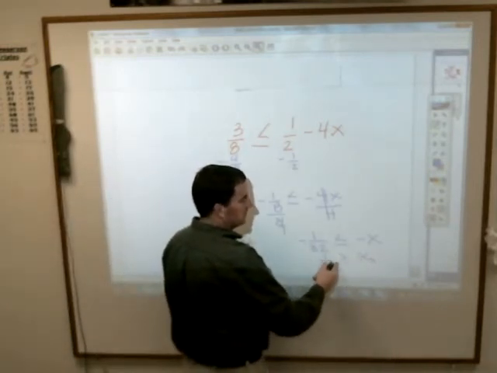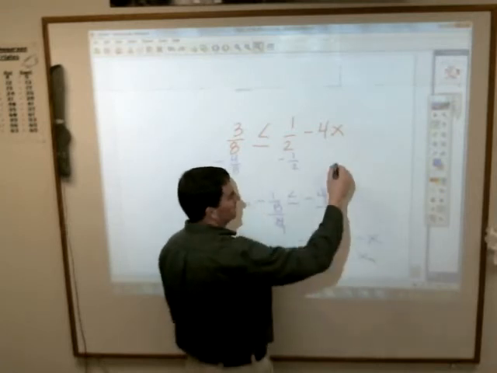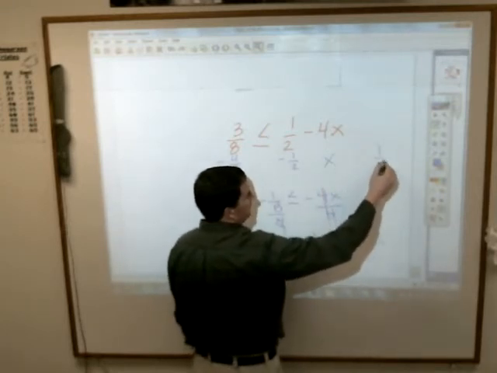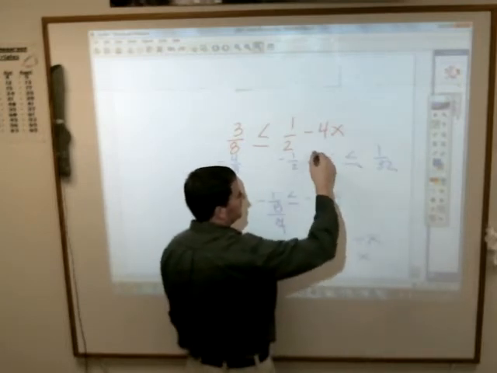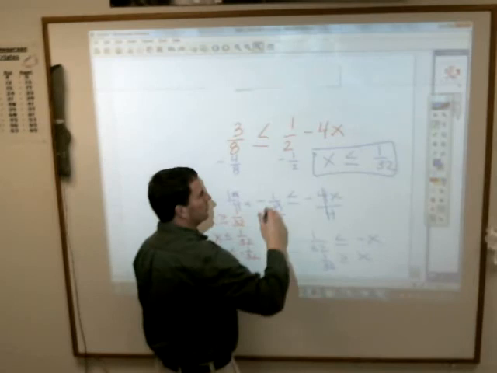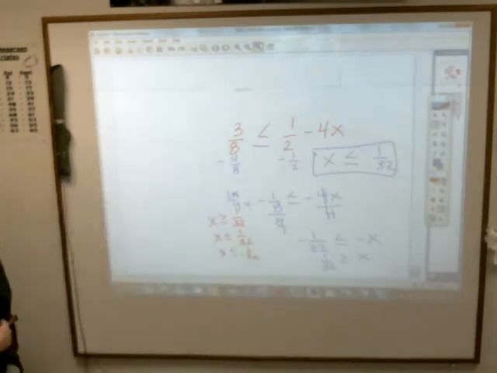Remember, the alligator's eating the bigger one and is always going to eat the bigger one. So if you flip-flop the x and the 1 over 32, the sign also changes. So in fact, it should be x is less than or equal to 1 over 32.